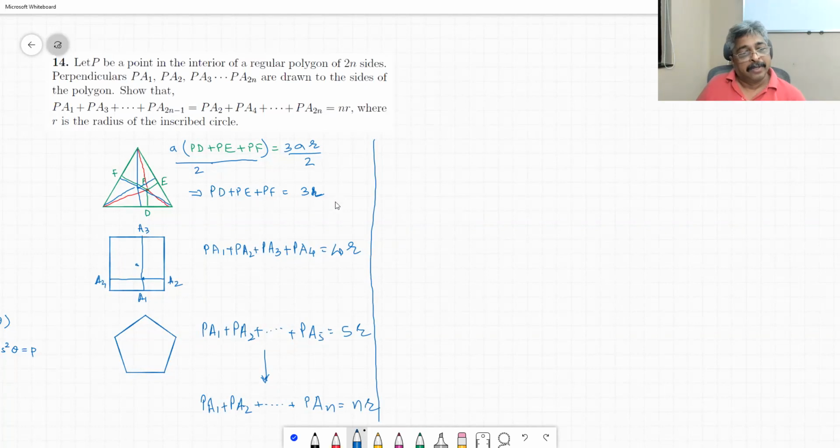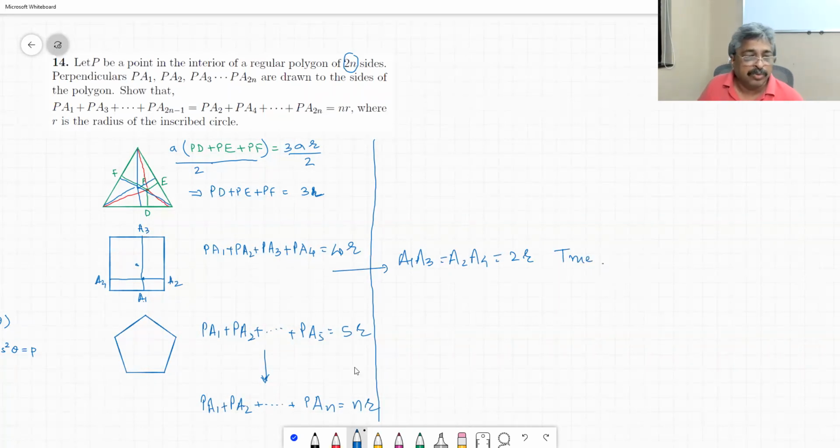Now, we are supposed to deal with only even-sided polygons, 2n. So the smallest regular polygon with even sides is the square. Of course, we should be able to say by watching it that yes, the theorem is true, because for the square, A1A3 is equal to A2A4 is equal to 2R. True.